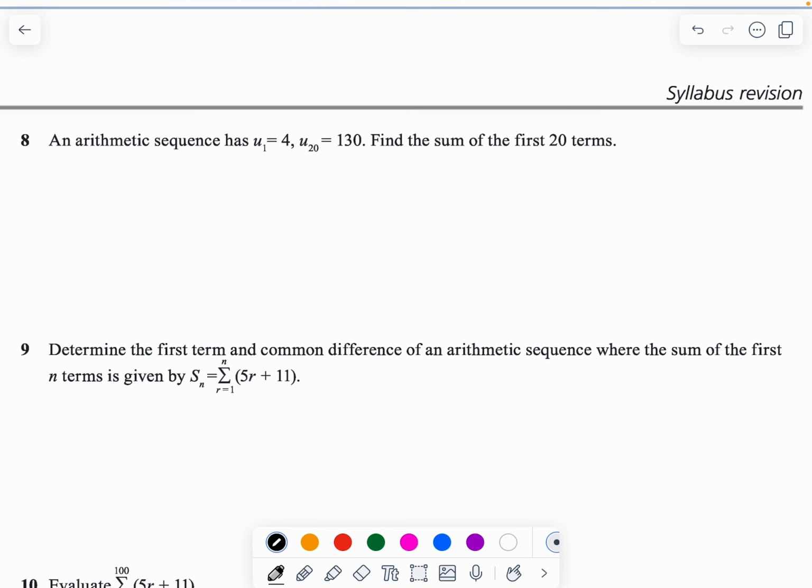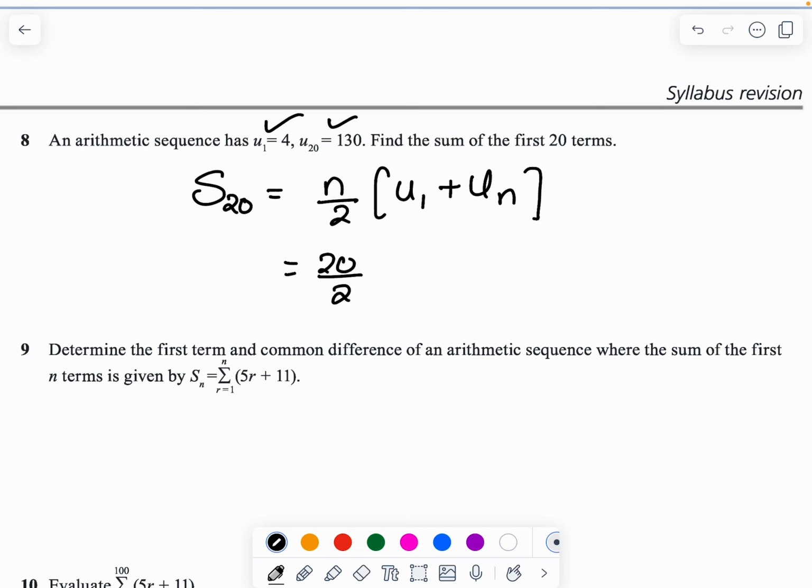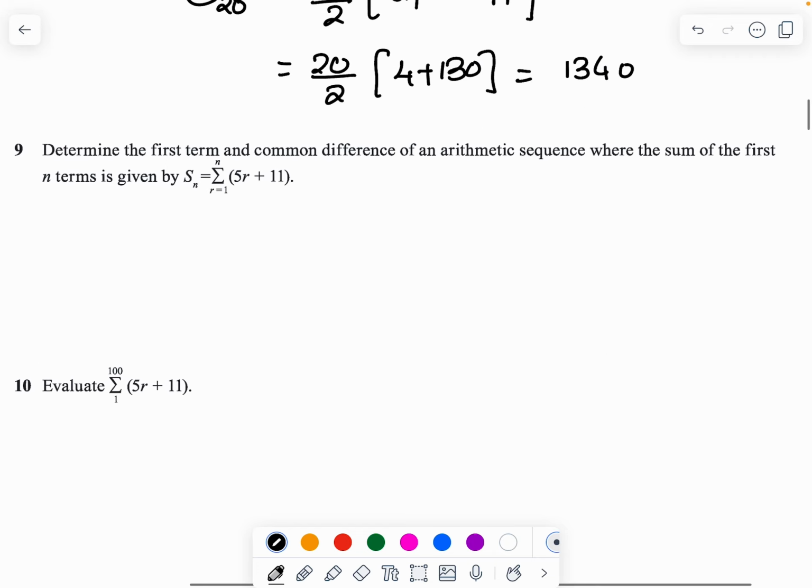Question number 8. U1 is given, U20 is given. Find the sum of 20 terms. When you know the first term and the last term, the simple formula is n upon 2 times U1 plus Un. Here n is 20. So 20 upon 2, U1 is 4, Un is 130. When you simplify it, you should get 1340.